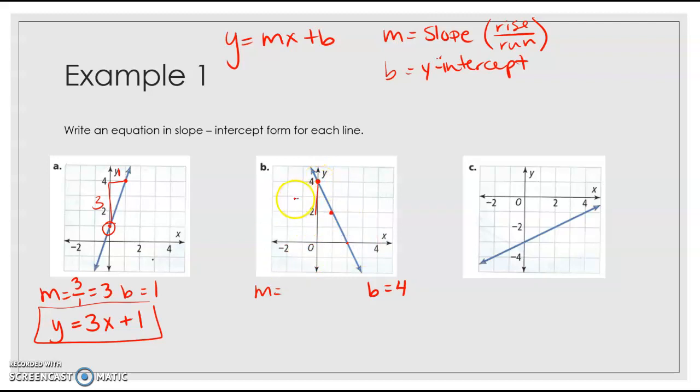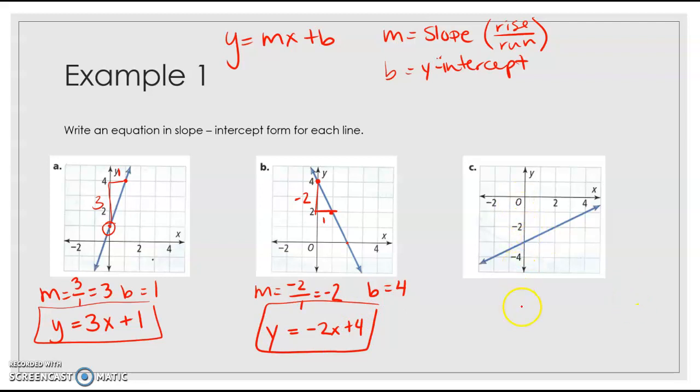Here I went down 2, so it's going to be a negative 2 and over 1. So I'm going to have a negative 2 over 1, which is equal to negative 2. And again, from here, all I have to do is plug in for m and b. So y equals negative 2x plus 4. And so then that is the equation for line B.